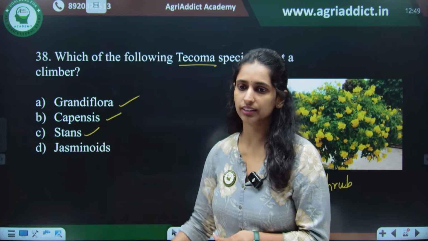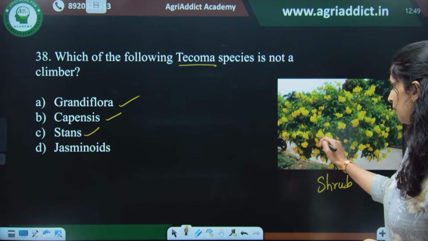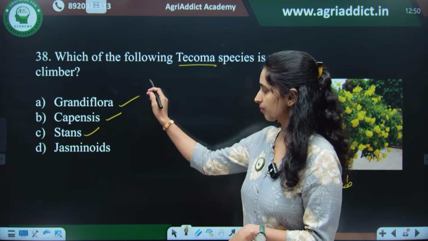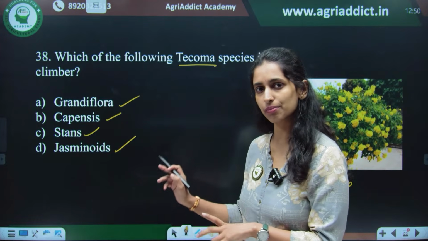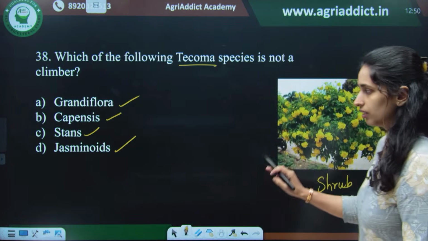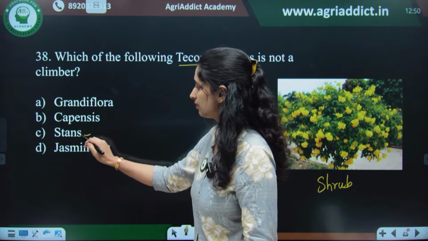Tecoma stans, as you are saying, mostly Priya, Varshika, it's the right answer. Tecoma stans is a shrub. And jasminoides, jasmine is also a climber, similarly Tecoma jasminoides is a climber. So the right answer is Tecoma stans.